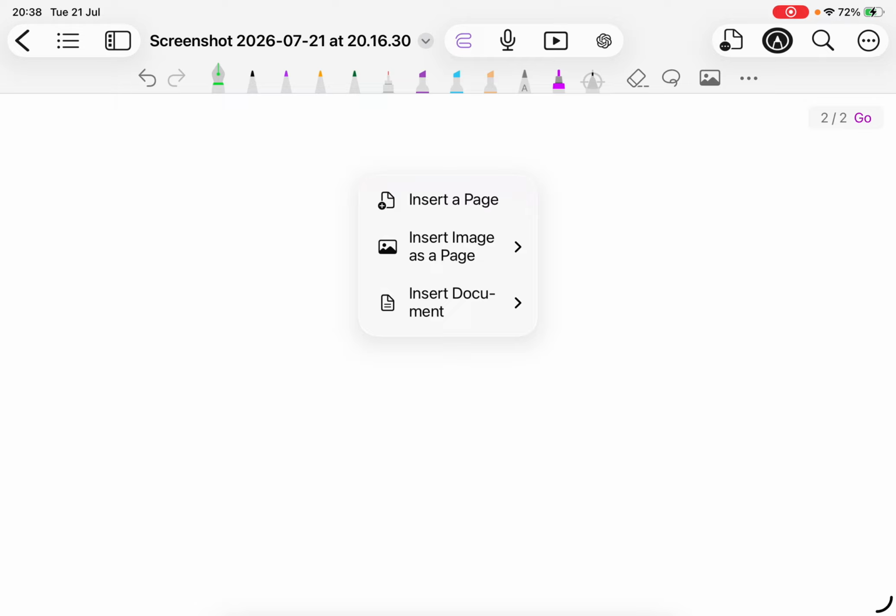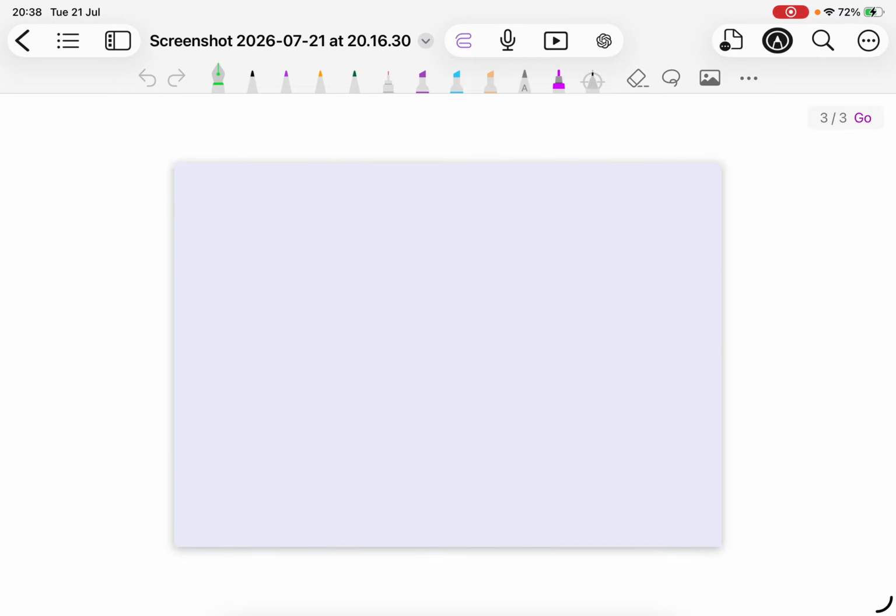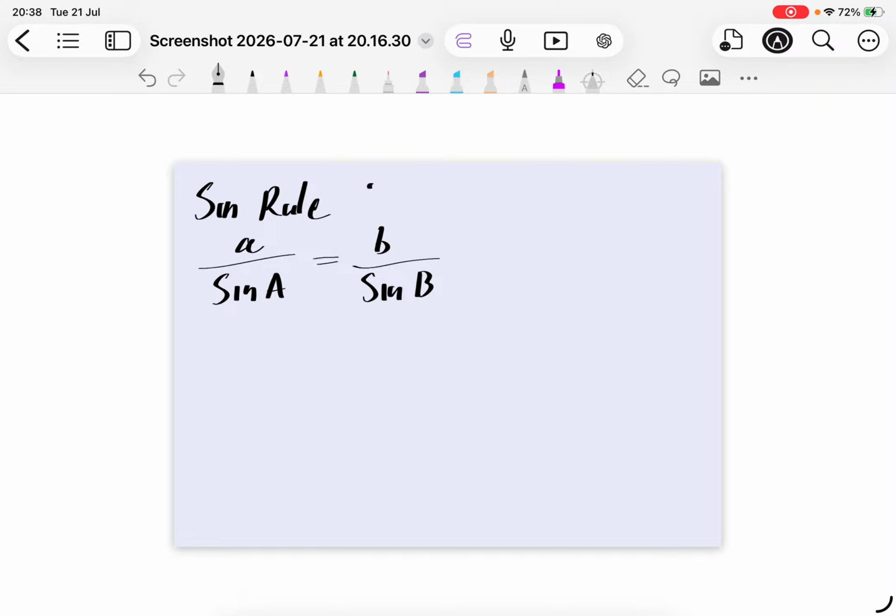Let me add a page there. What does the sine rule say? The sine rule stipulates that, given the fact that if you have a side, call it A, the side A in a triangle over sine of the angle A is equal to a side B over sine of an angle B, is equal to C over sine of an angle C, right? So that's where it starts.